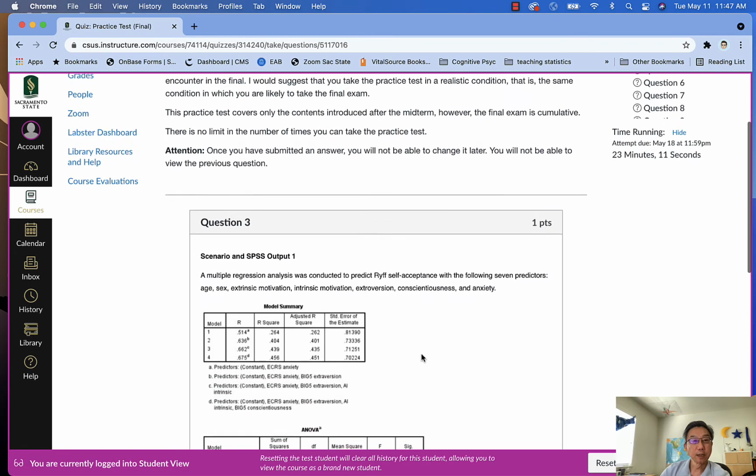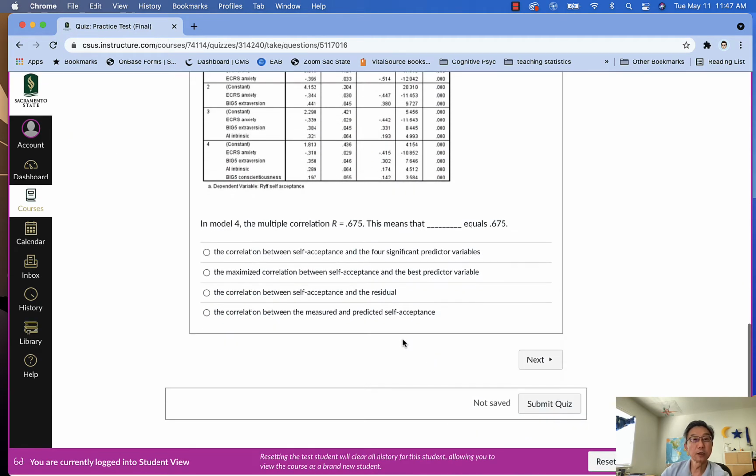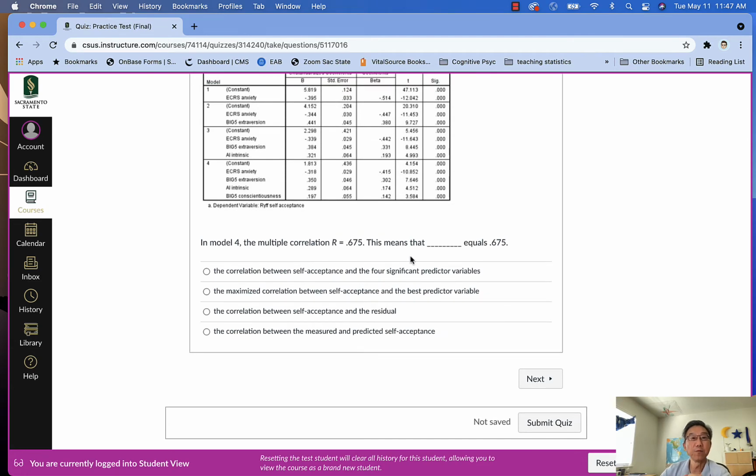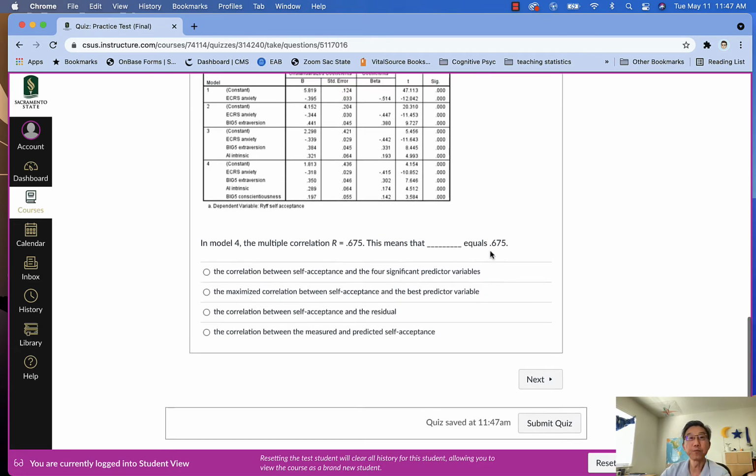Next question is the same scenario, so let's see what the question is about. In model number 4, the multiple correlation R equals 0.675. This means that something equals 0.675. So this question is a straightforward question about the definition of multiple correlation coefficient, capital R. Okay, so which one of these describes that definition?